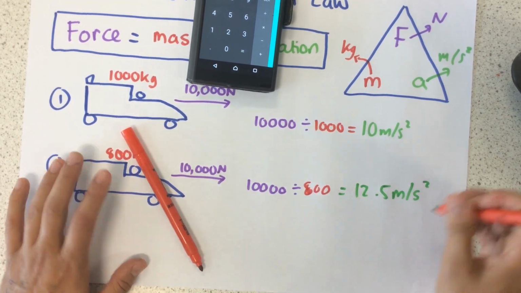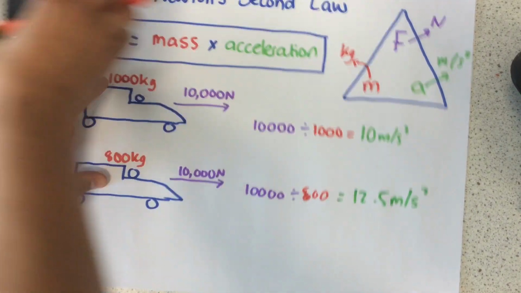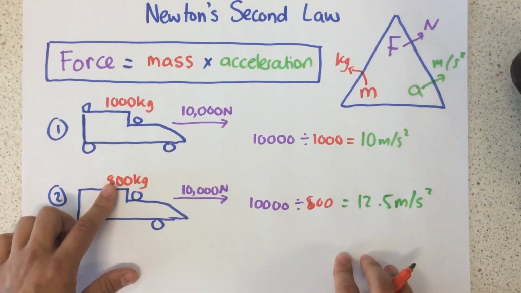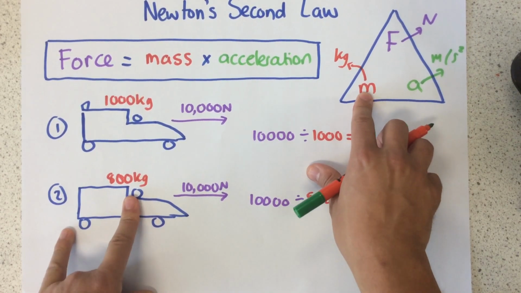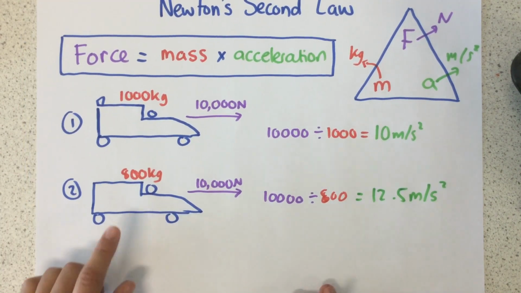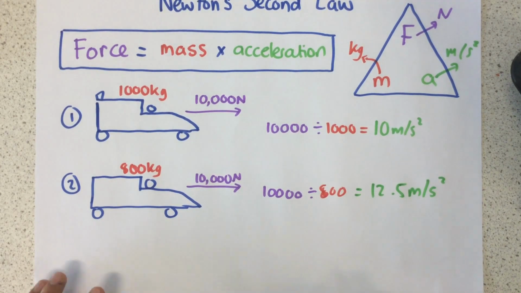So we could see the lighter it is, the lower the mass, the greater the acceleration. So this is why with Formula 1 cars, we want them to be quite lightweight. We want them to have a low mass so they have a fast acceleration. So this one so far would be our winner.